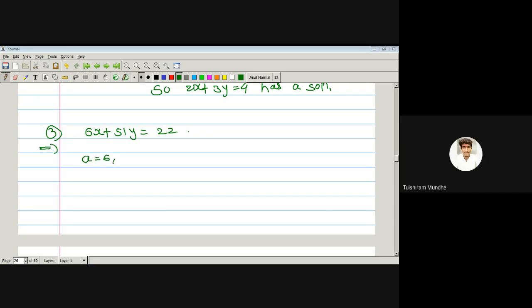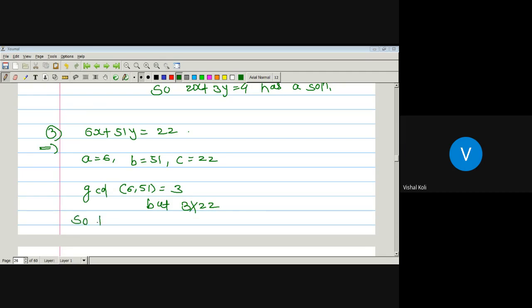No, sir. B is 51 and C is 22. So what is the GCD of 6 and 51? 3. But 3 does not divide 22, or 22 is not divisible by 3. So as 22 is not divisible by 3, the given equation 6x plus 51y equal to 22 has no solution.